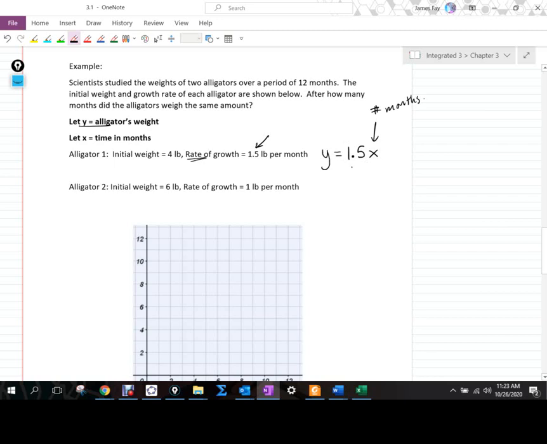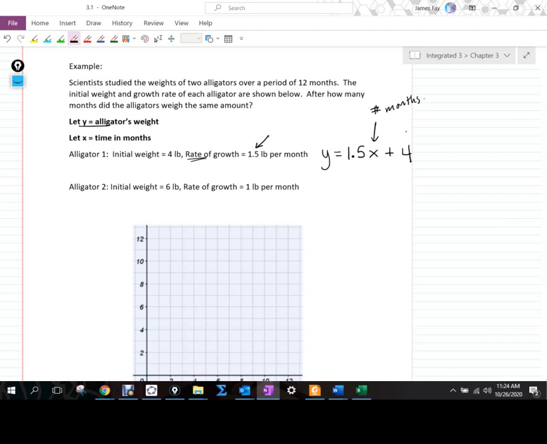But nothing's born at 0 pounds. Born at 4 pounds, right? So if I take 1.5x and add my initial weight of 4 pounds, that should tell me how much my alligator weighs after 1 month, 2 months, 3 months, 4 months.